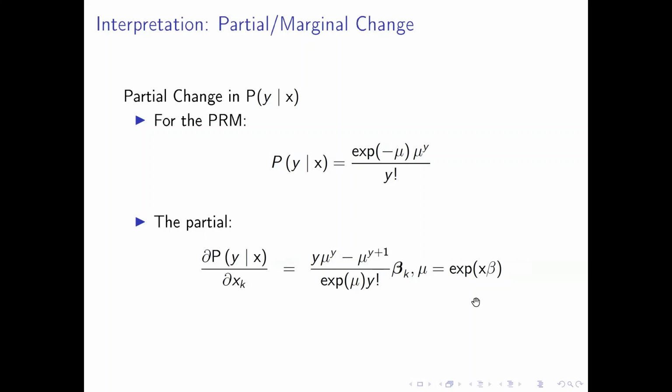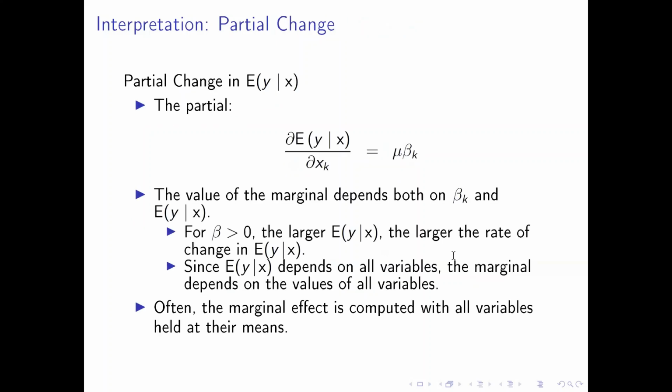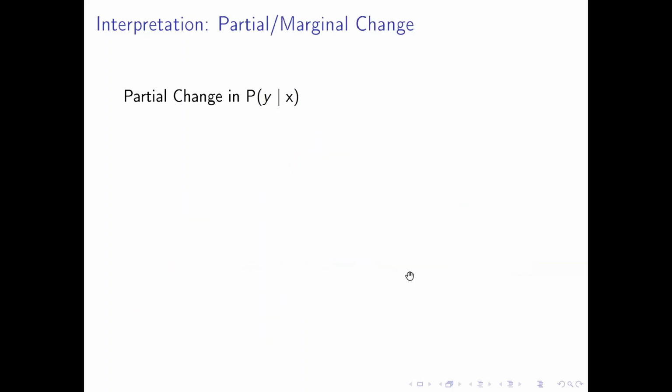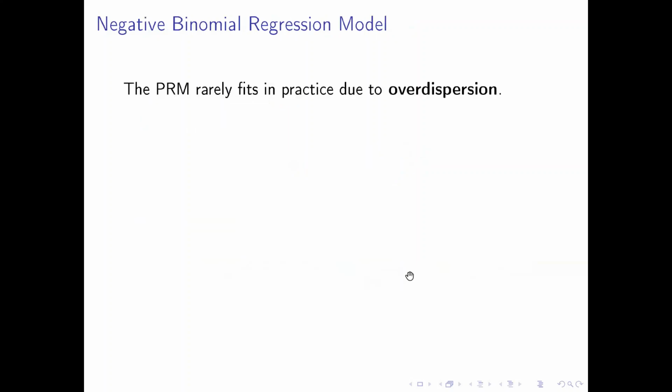Again, this describes the instantaneous effect of xk on the predicted probability. In this case, we can say the instantaneous effect of xk on the predicted probability, as opposed to our previous slide, where we were describing the instantaneous effect of xk on what? On the expected count. So two different quantities of the response variable.